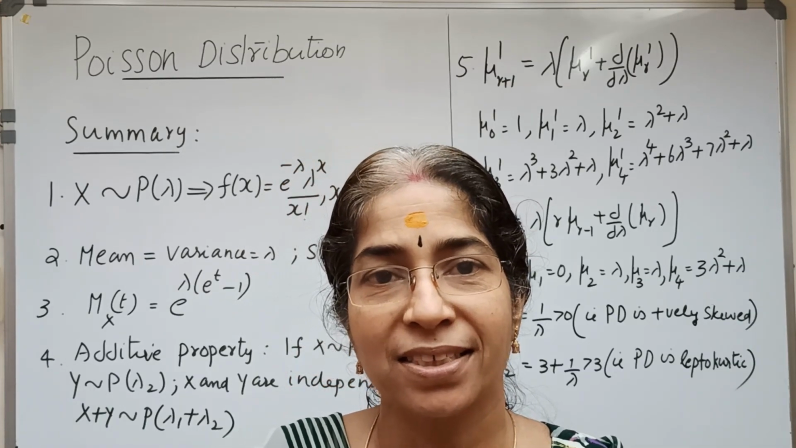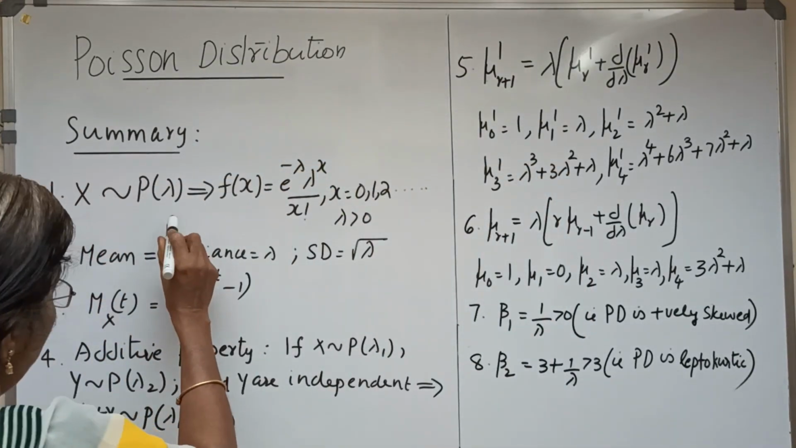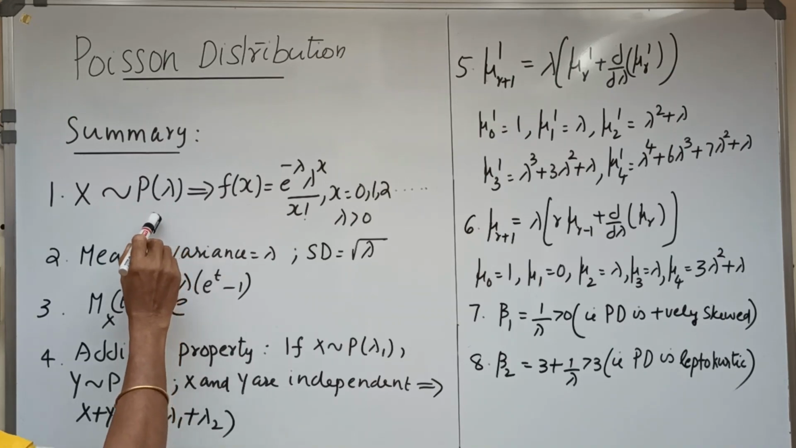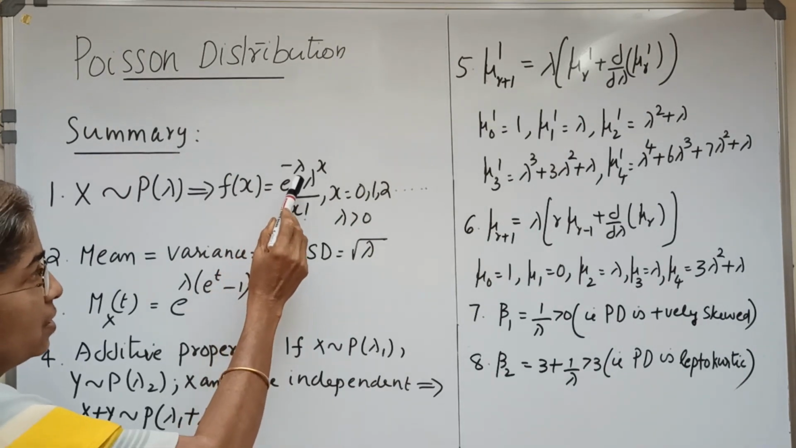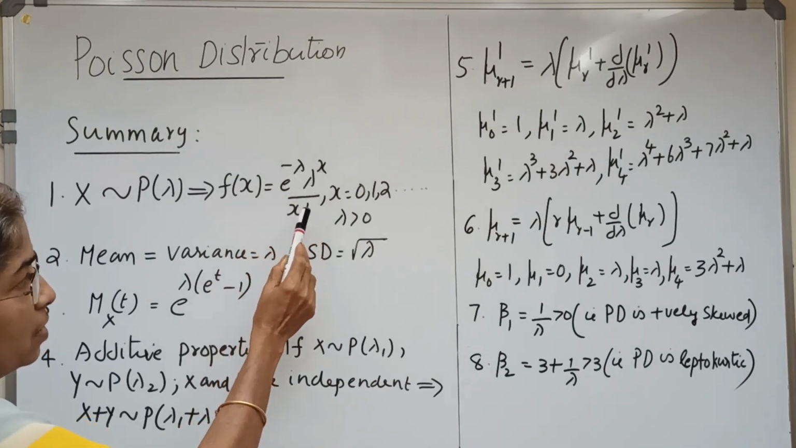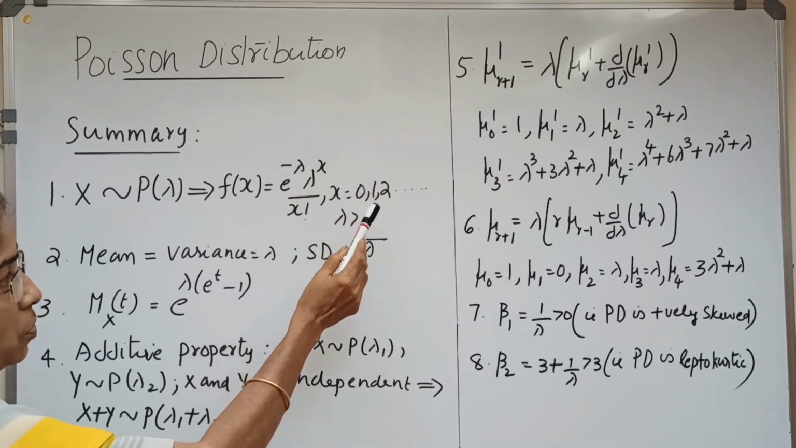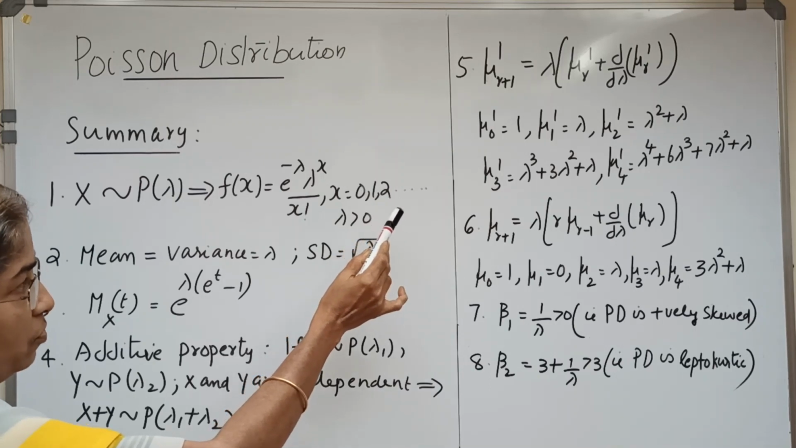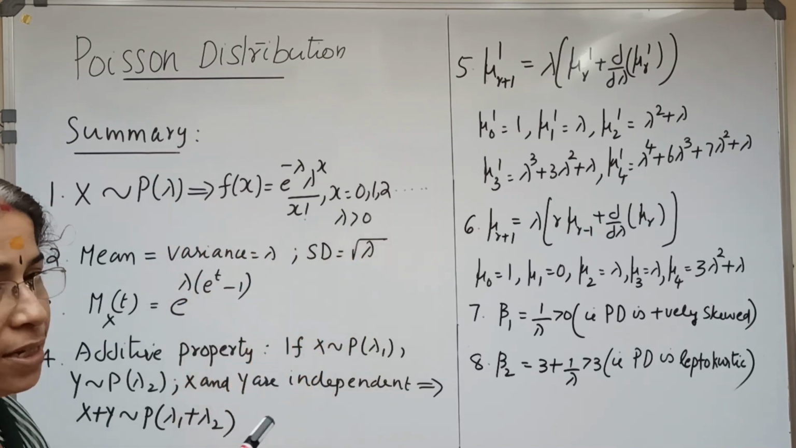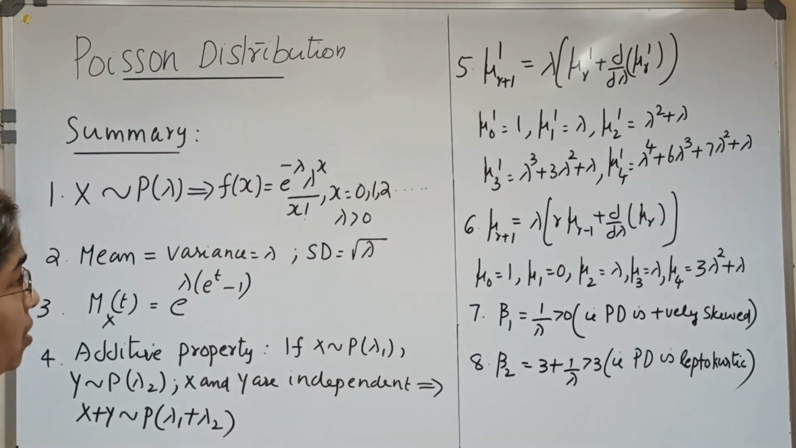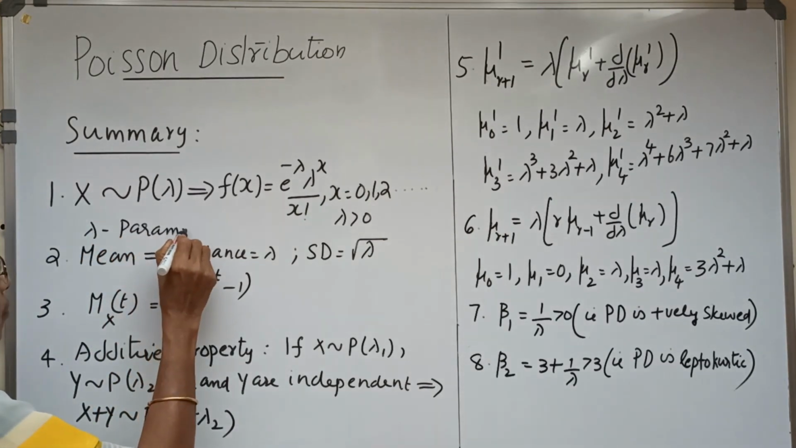Today we summarize the results of Poisson distribution. That is, X follows Poisson distribution with the parameter lambda implies f of x equals e raised to minus lambda, lambda raised to x by x factorial, x equal to 0, 1, 2, etc. up to infinity, lambda greater than 0. Lambda is called the parameter of the distribution.